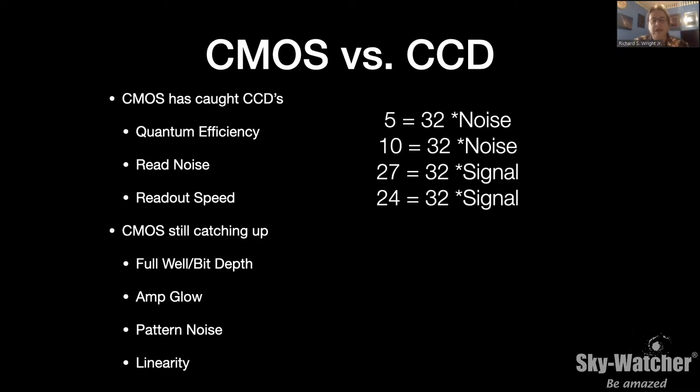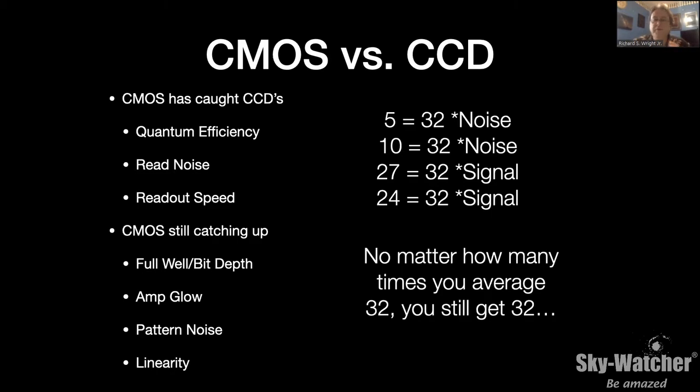So for an example, now that we've talked about ADUs, let's say you're reading pixels and you're getting numbers like 5 and 10, and these are noise. So these are random fluctuations. But you're also getting some signal. Sometimes you get 27, sometimes you get 24. But because your camera is only an 8-bit camera, it's going to be 256, not 32 here if you do the math. But it's a good example. No matter what number you get, the number you're going to read out is 32. So you've got noise down here, and you've got signal up here, and it all gets clumped into 32. So you can average all of the 32s you want, the number is still going to be 32.